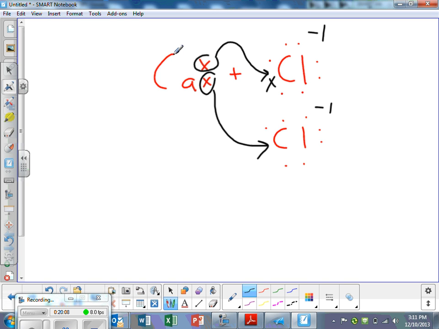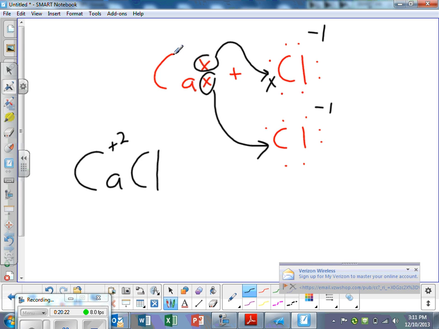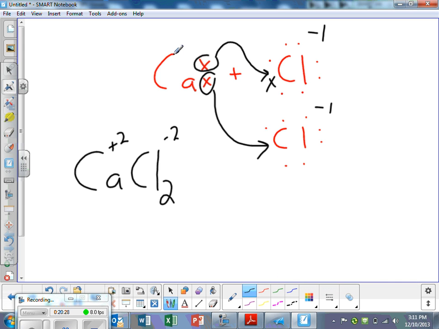Now is the calcium happy? Yes. So the final answer to this then is calcium plus 2, and Cl subscript 2, minus, which this side is -2. That's awesome. We get it. So this -2 though is for both the chlorines added together. It's not for each one.